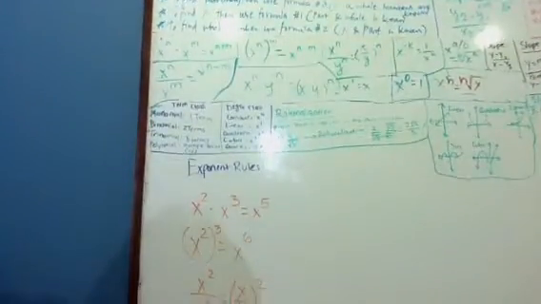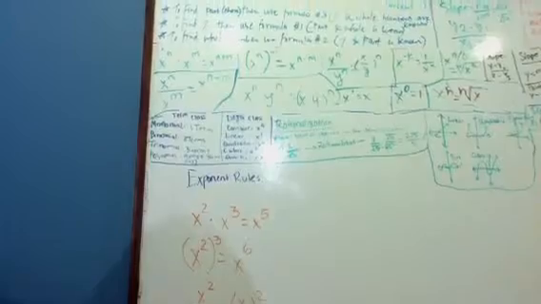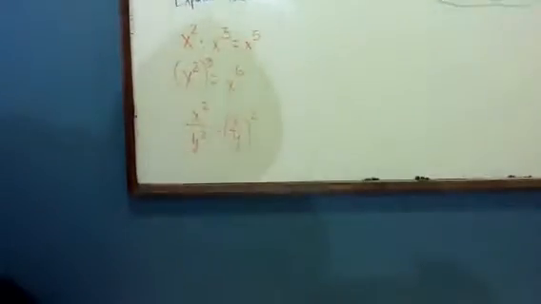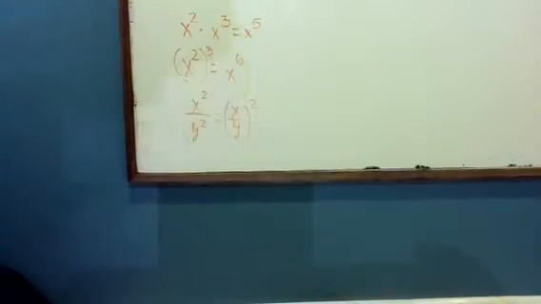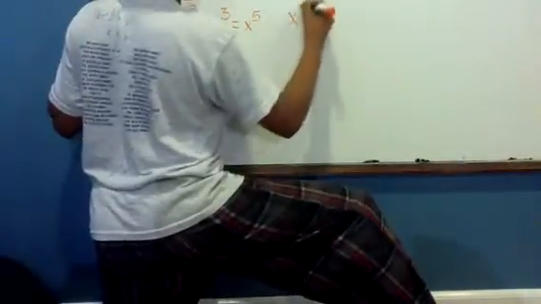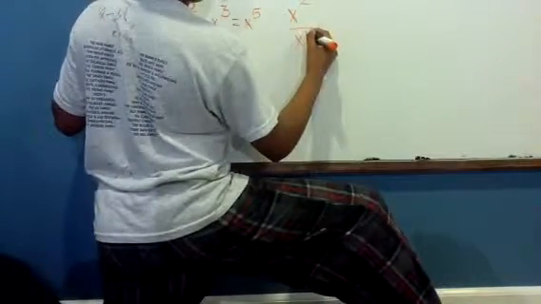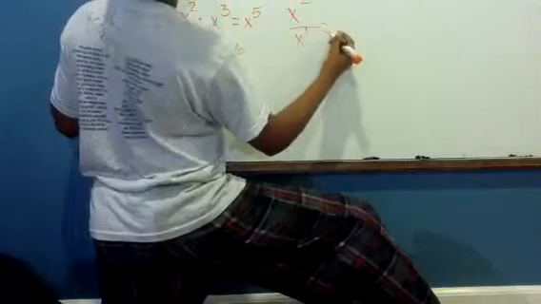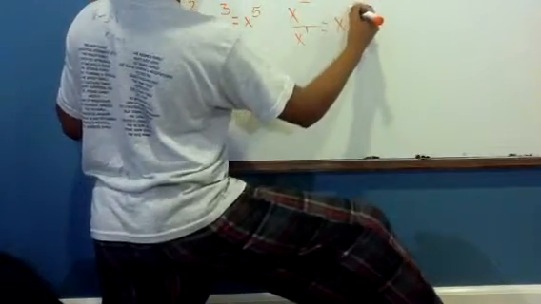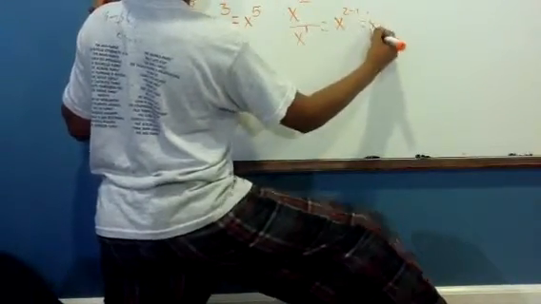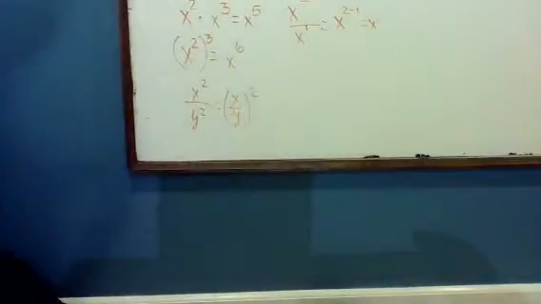Fourth rule. Okay. x to the power of n over x to the power of m equals x to the power of n minus m. Yeah, that's right. So again, this has the same base. So x squared over x to the first is the same thing as x to the power of 2 minus 1. It is x to the power of 1, or x. Okay?